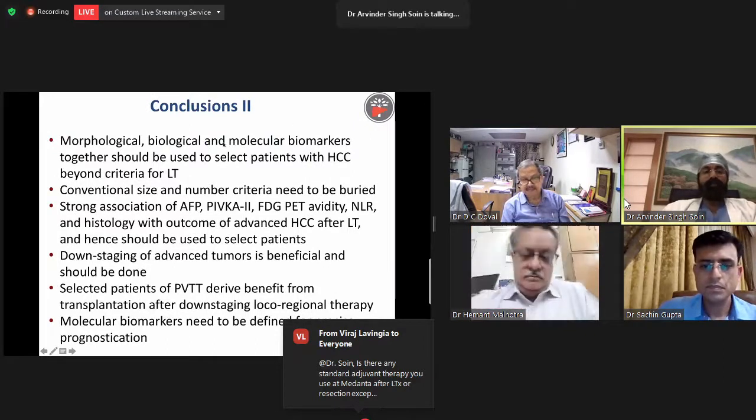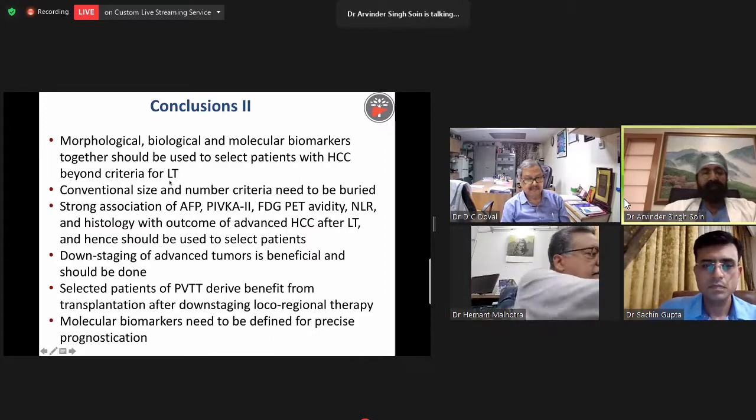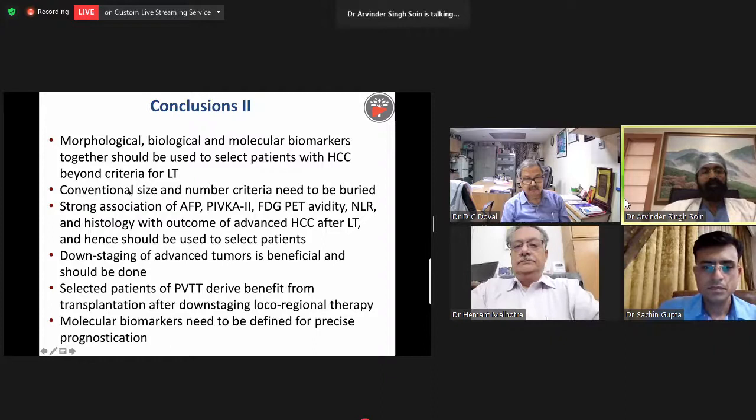Now, morphological, biological, and molecular biomarkers together should be used to select patients with HCC beyond the conventional criteria for liver transplant, because the conventional size and number criteria need to be buried. Only size and number is no longer relevant. There is a strong association of alpha fetoprotein, PVTT, FDG activity, NLR, and histology with the outcome of advanced HCC after LT, and these should be used to select among the advanced patients who should be transplanted.